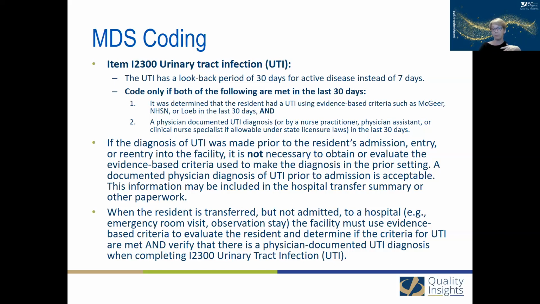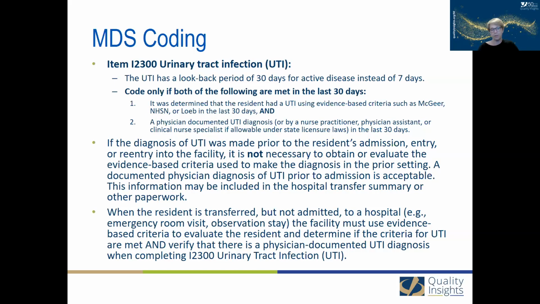If the diagnosis was made prior to admission or readmission, you don't actually have to evaluate the evidence-based criteria that was used. You don't have to ask for proof of them meeting the McGeer's criteria, for example. The physician's diagnosis alone is acceptable. And that information most likely will be found right in the hospital transfer summary or in the other paperwork that you receive from the hospital. Simply put, within 30 days of the ARD date, you have to have evidence-based criteria and a physician's diagnosis of a UTI to code section I-2300 for a UTI.